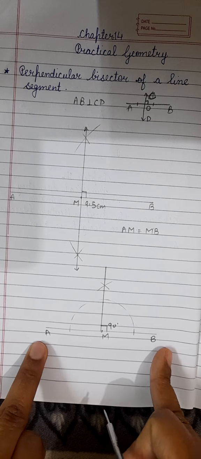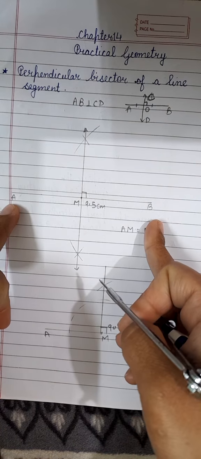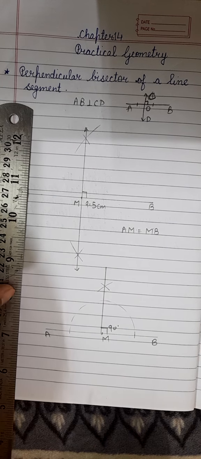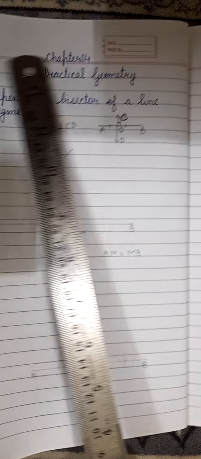Now this time the length is not fixed, and there the length was fixed. Now let's discuss our next very important topic, that is the bisector of an angle.